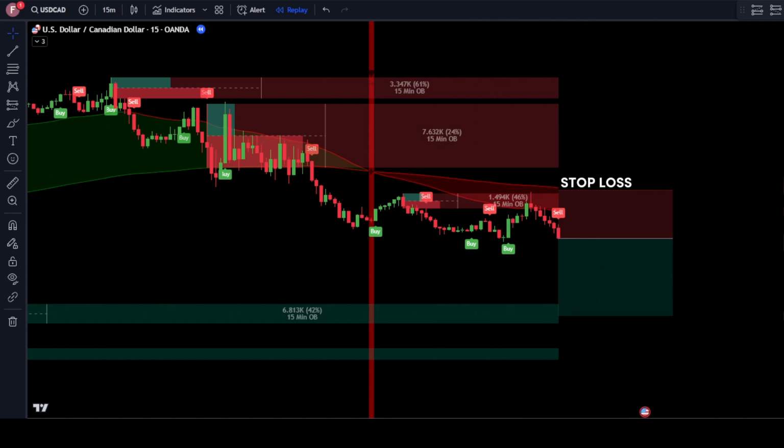Place a stop loss above the bearish volumetric order block area. Use a target take profit with a risk and reward ratio of 1 to 1.5.